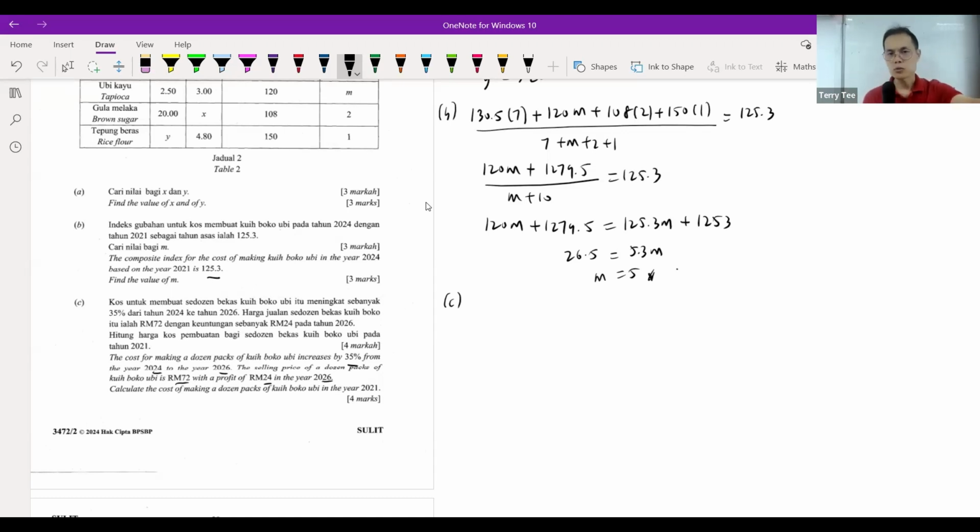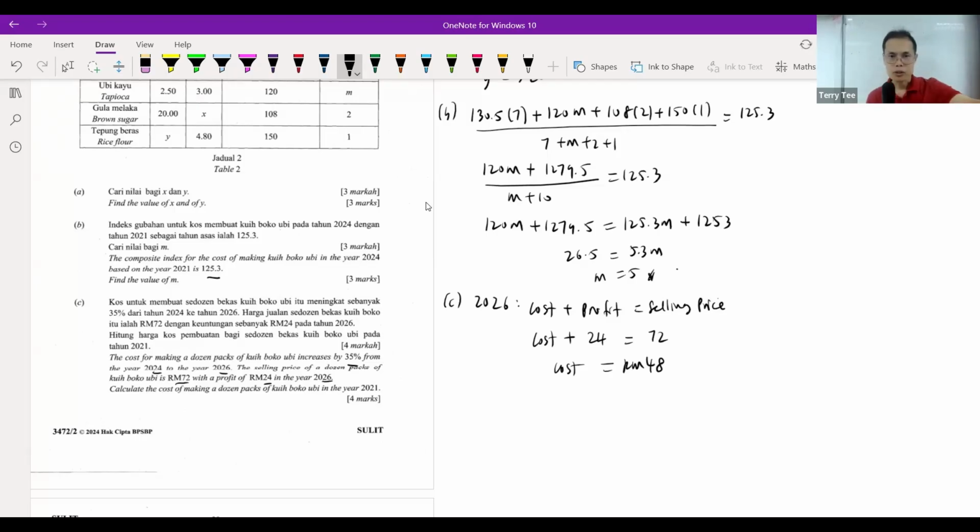Okay, so let's go to 2026 first. Remember, we have profit, right? So we start from cost plus profit equals selling price. We do not know what's the cost in 2026. We know the profit is 24 ringgit, right? And the selling price is 72 ringgit. So your cost would be 72 minus 24, that would be 48. So in year 2026, the cost is 48.